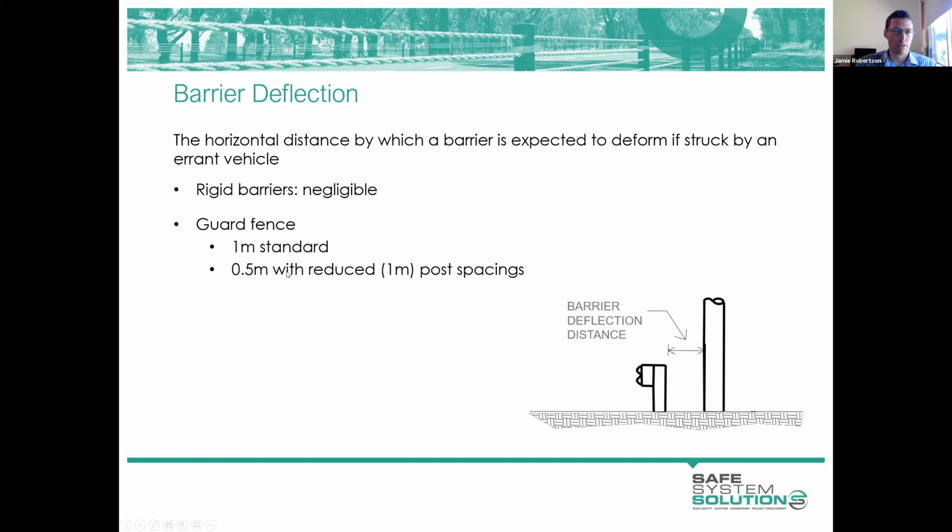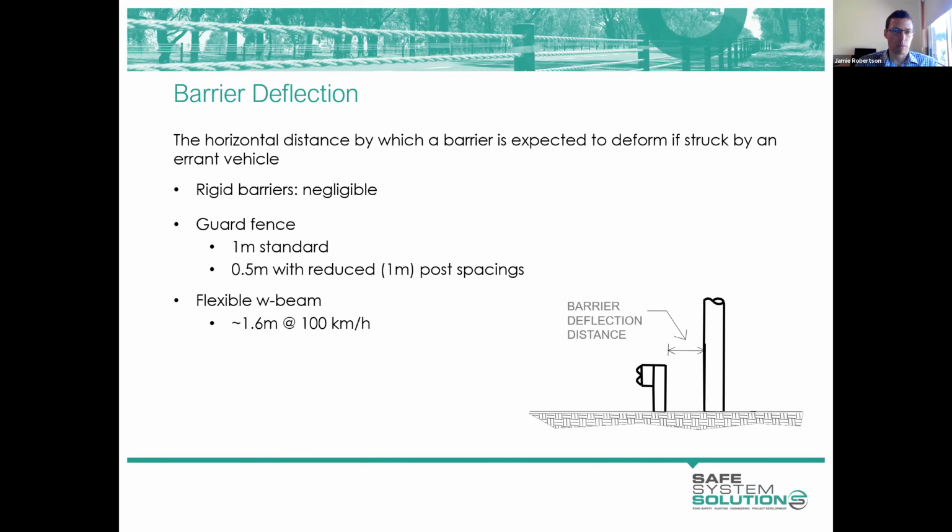Guard fence, so this is G4 or thrie beams, in the order of 1 metre is what we typically allow for design purposes. We can stiffen those systems up further by installing additional posts, halving the post spacing, and that will get our deflection down to about 0.5 metre. It does result in a stiffer and less forgiving system, so a less safe outcome. But it is something that's done locally where we might have a hazard that's closer than the rest.